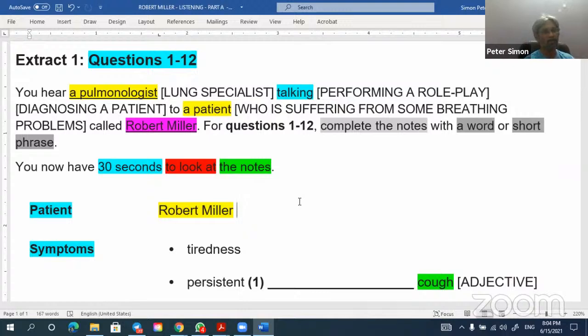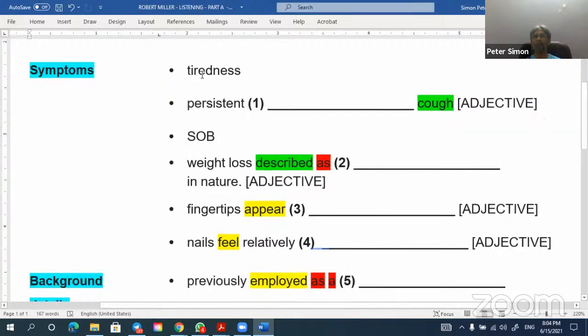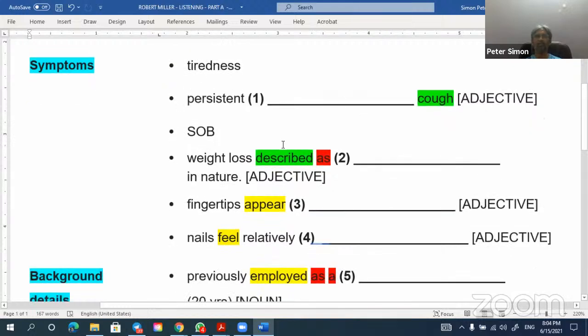Scanning and skimming. Okay, now let us see here. Tiredness is one symptom. Persistent something is another symptom. So 3, 4, 5, 6 symptoms he has given. 6 symptoms. First one is tiredness as a body. Then cough, because of the shortness of breath, and weight loss. Then fingertips, then nails. So 6 points.